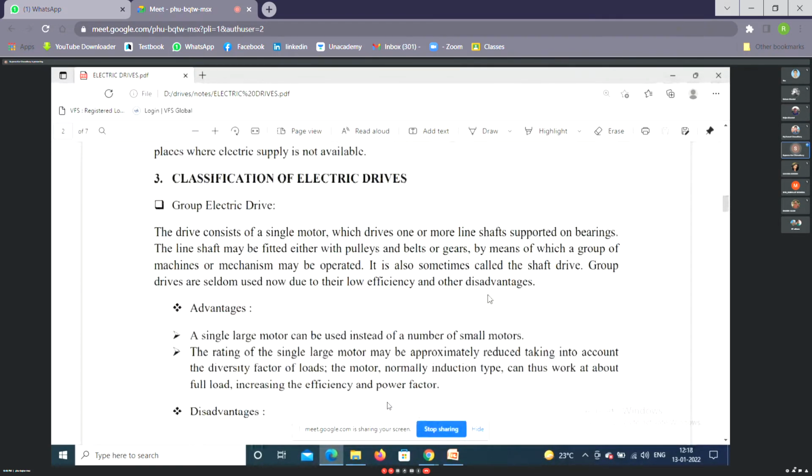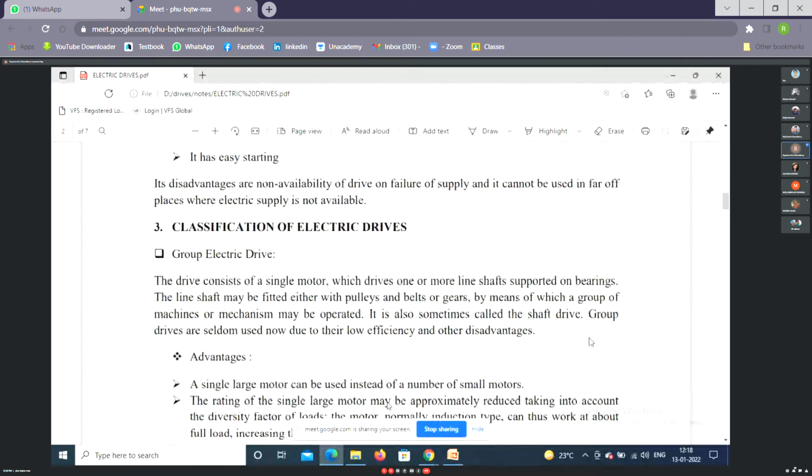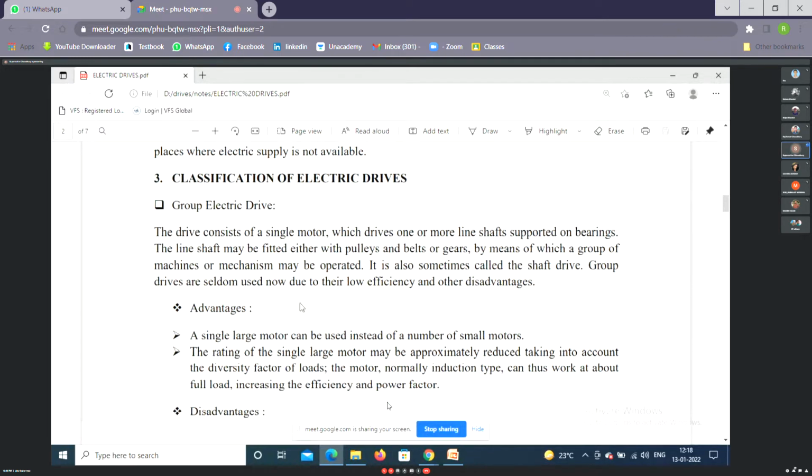Now, from the operating point of view, classification, first we can classify like this. It can be a group electric drive. Group electric drive means we have a single motor that will drive one or more line shafts and support different machines connected through pulleys or belts or gears.